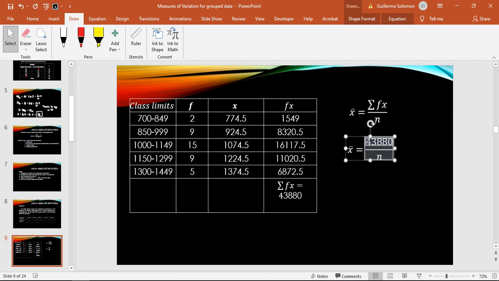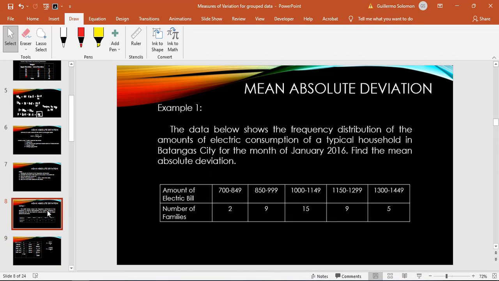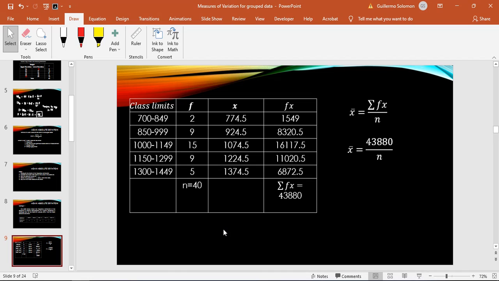43,880 all over 8. Okay, yung n natin dito, compute natin si frequency. Okay, ilan yung data natin? 2 plus 9 plus 15 plus 9 plus 5, that is 40. Okay, tama ba? 40? Okay, yung n natin, that is 40.